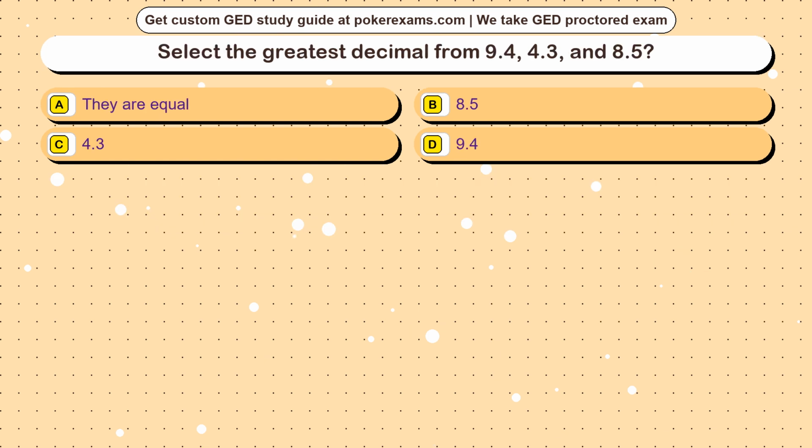Question 10. Select the greatest decimal from 9.4, 4.3, and 8.5. Option A. They are equal. Option B. 8.5. Option C. 4.3. Option D. 9.4.